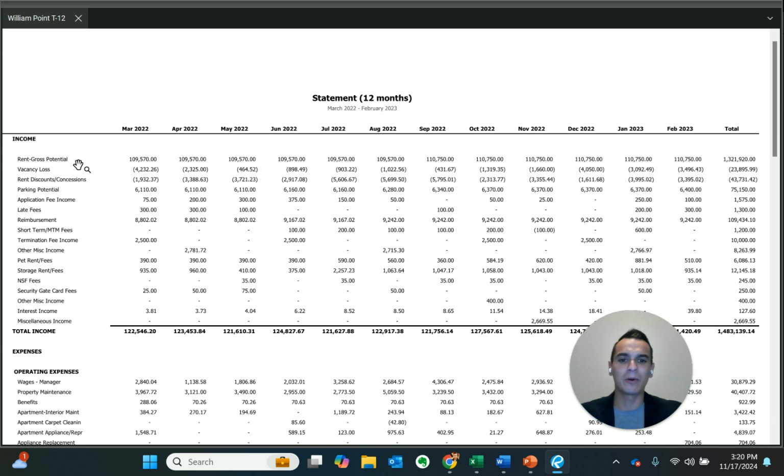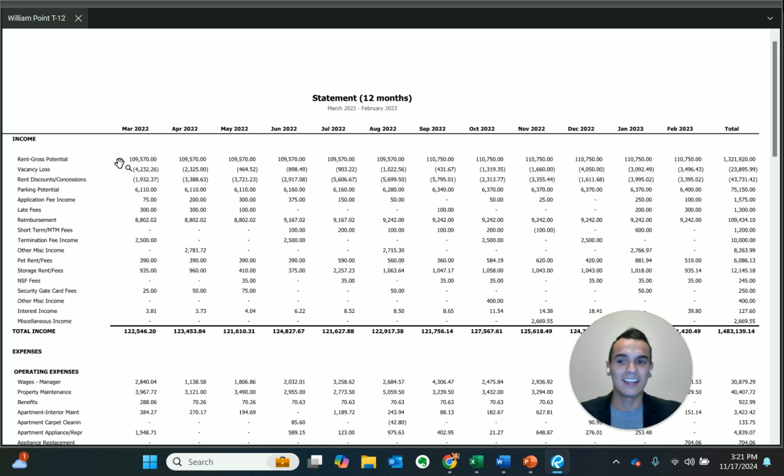How they figure that number out is the total rent roll, and they're assuming that every payment gets paid by all the tenants on time, and that is the rent gross potential. Now, we do take away some of that income based on vacancy, rent discounts, and concessions. This rent gross potential number, I've seen it a couple of different ways. The first way is what is signed on the lease. So say all the leases are signed, 109,570, that would be the number for rent gross potential.